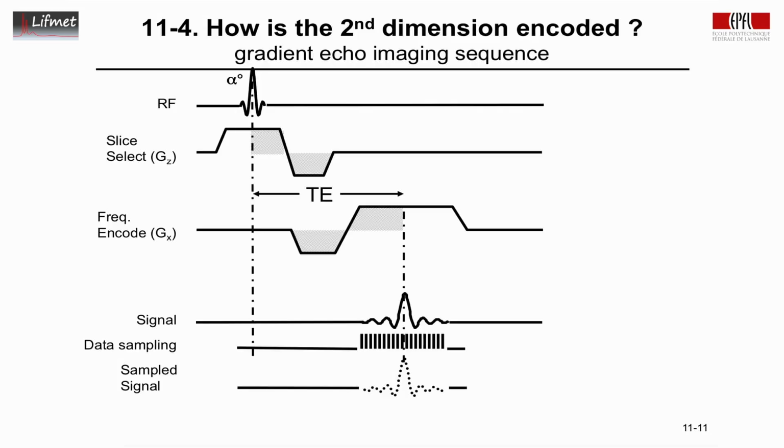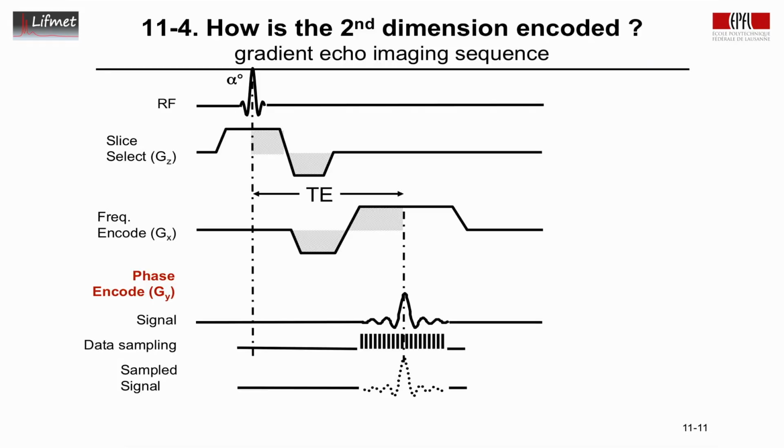and this is the sampled signal that arrives in our computer. Now what we see here is that this produces a slice selection, that's what this does, and an encoding of a projection in one direction. But where's the second dimension?